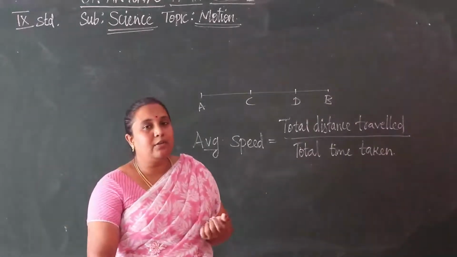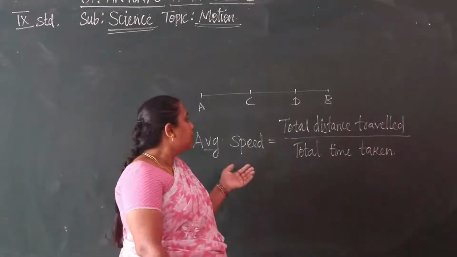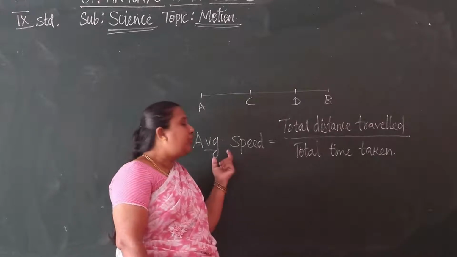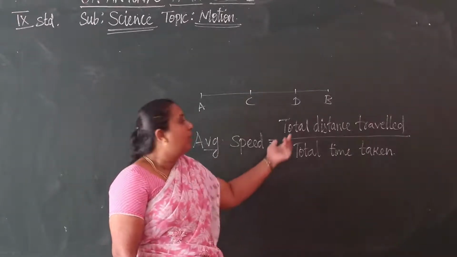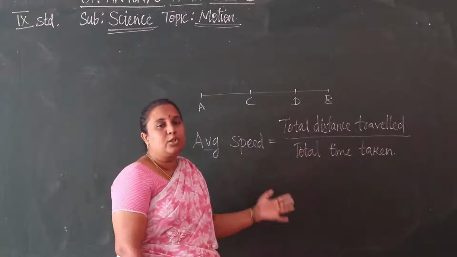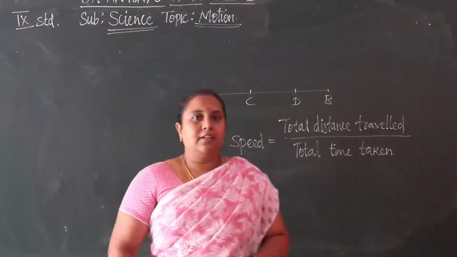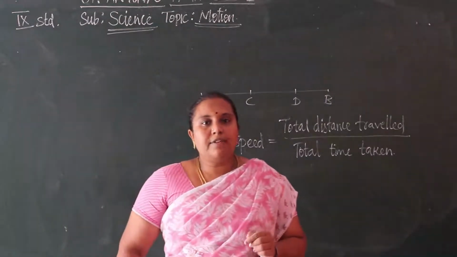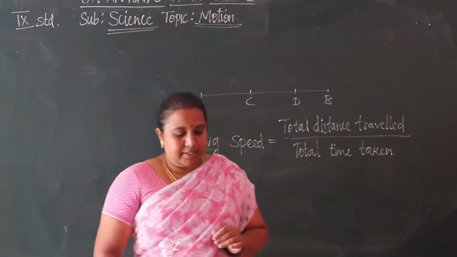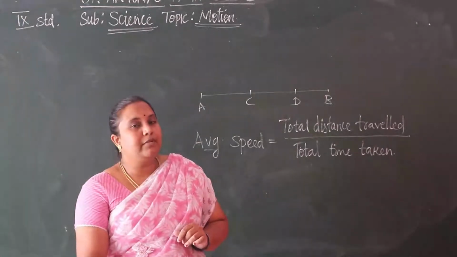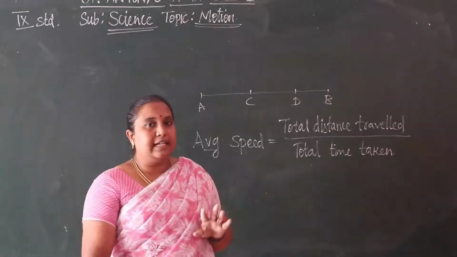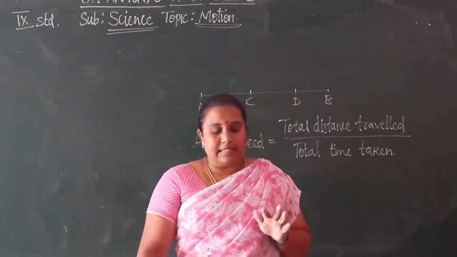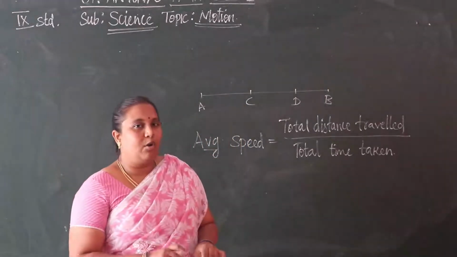Okay, that is the formula V equals S by T. But in non-uniform motion of your body, you can find average speed equals total distance traveled by total time taken. So for non-uniform motion, average speed will be calculated. Average speed describes one single value of your speed throughout the distance, the motion of your body.